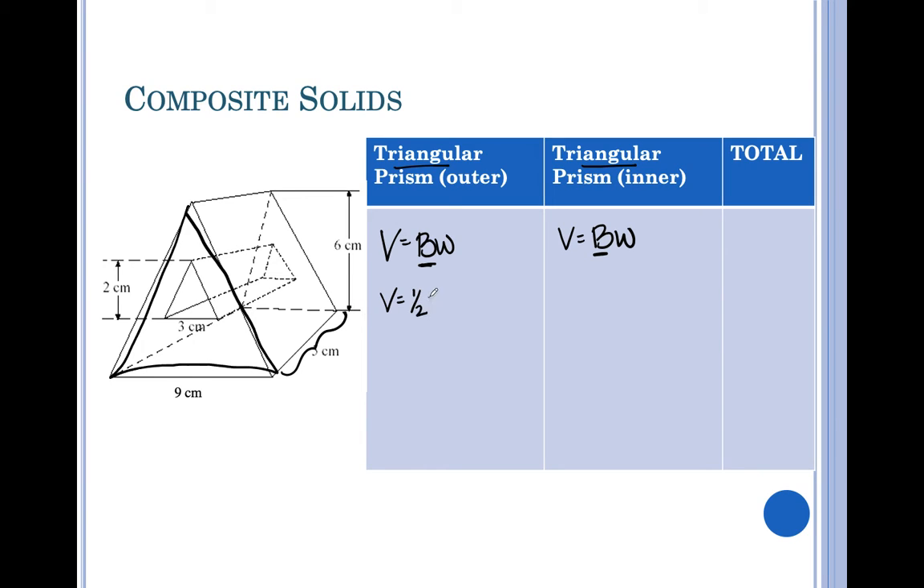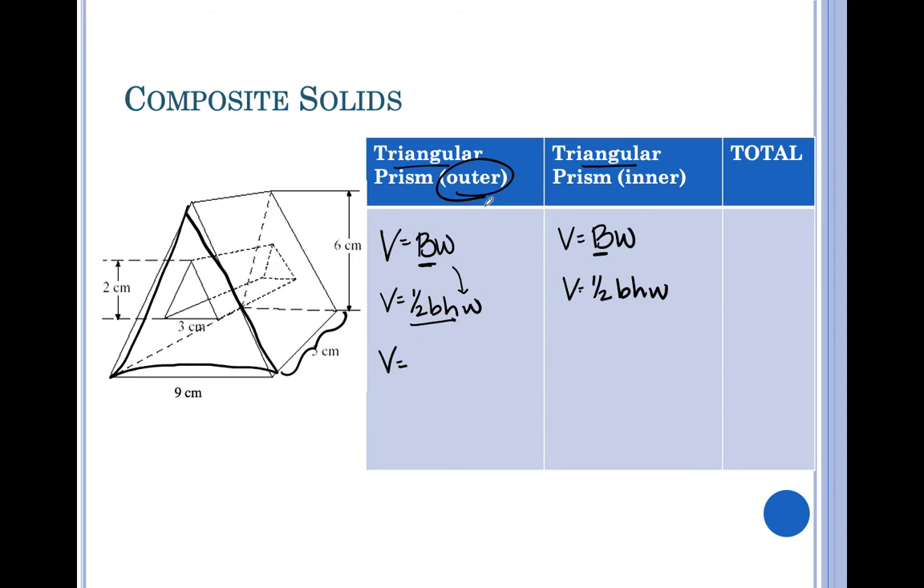So the area of a triangle is 1/2 times base times height, and then again we need to remember to multiply that times the width. Otherwise, all we have done is found the area of a triangle. So same thing for the second shape, because it's another triangular prism as well.